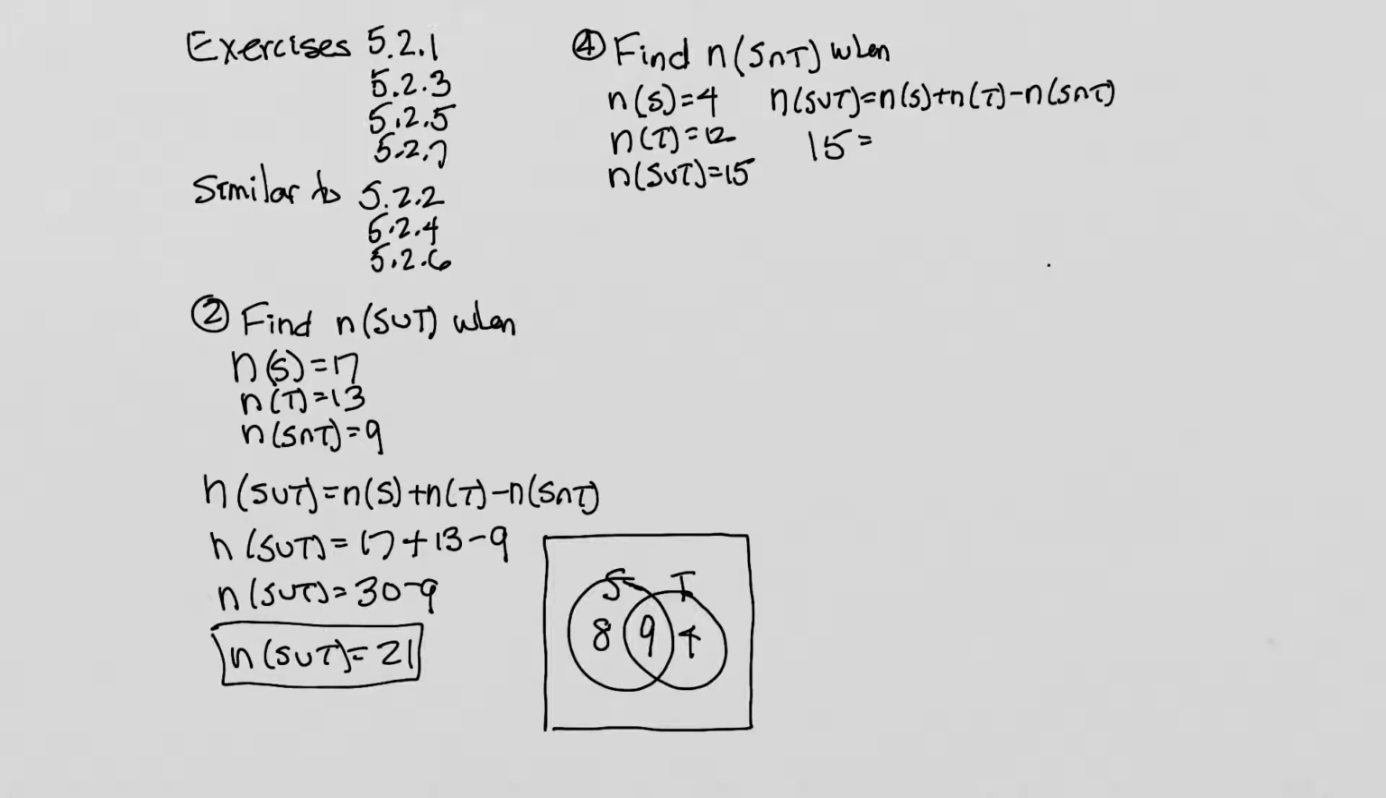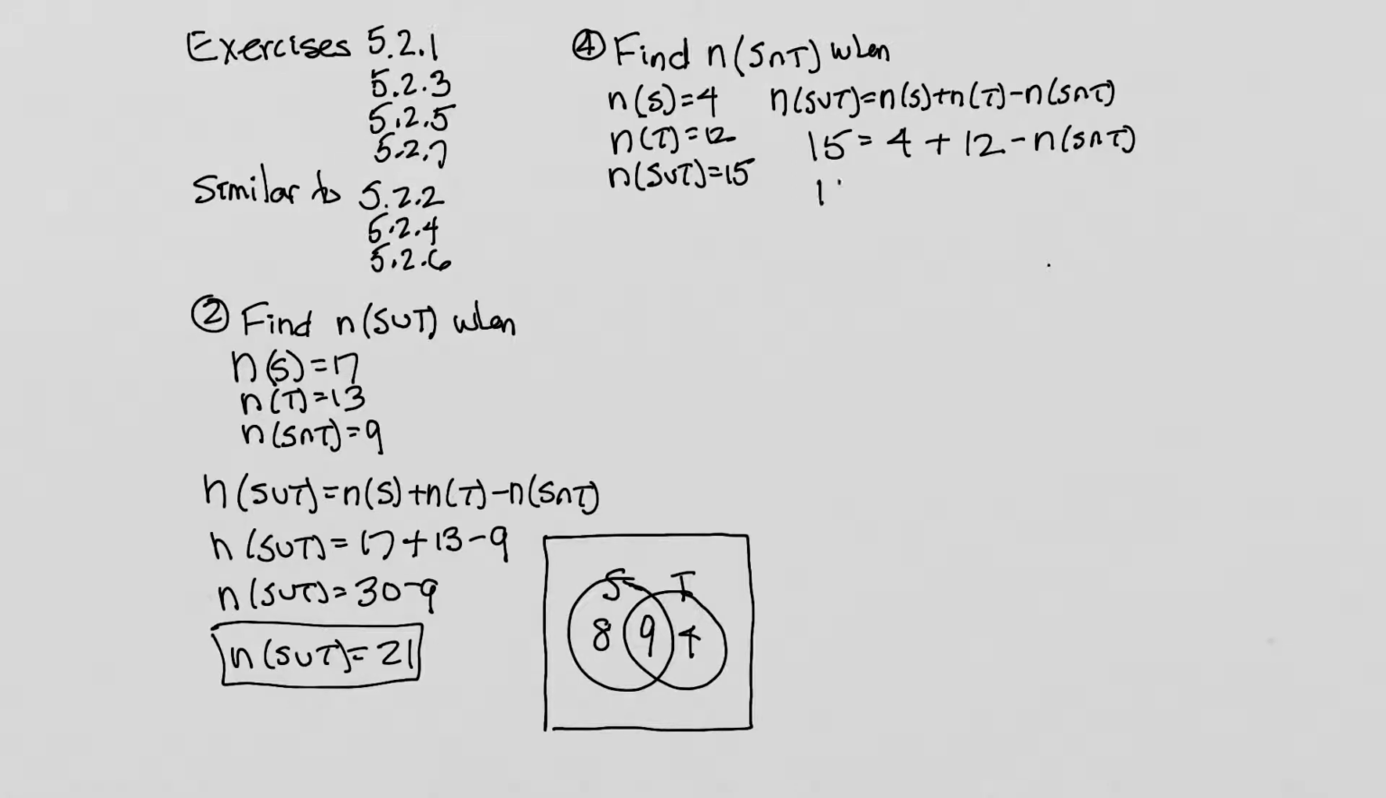We can write that equals the number in S. The number in S, that's a 4. So we can put a 4 in here. Plus the number in T. Well, the number in T is over here. That's a 12. Minus the number in the intersection, which is still unknown to us.